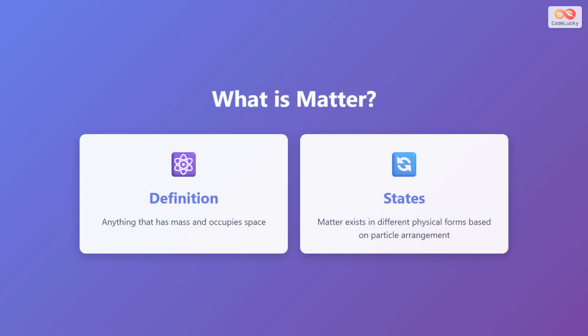Before we explore the different states, let's define matter. Matter is anything that has mass and occupies space. This includes everything you can see, touch, and even some things you cannot see like air. Matter can exist in different physical forms called states. The state of matter depends on how its particles are arranged and how much energy they possess. Temperature and pressure can change matter from one state to another.